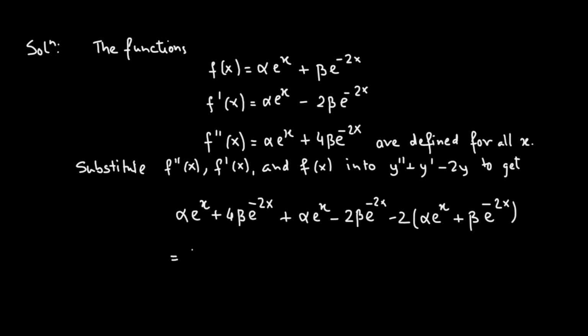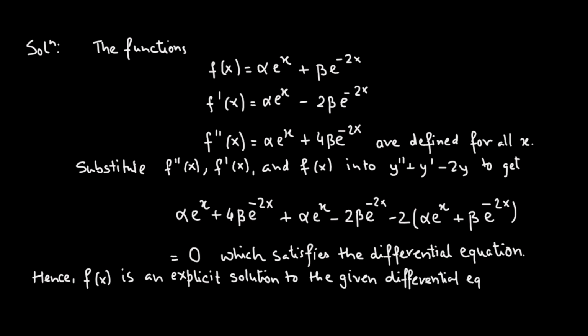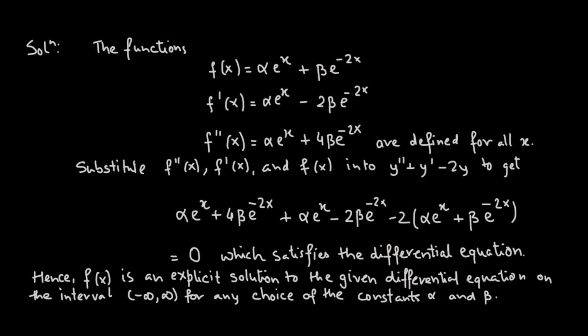On performing the required algebra, we get that this value is equal to 0, which satisfies the differential equation. Hence, f of x is an explicit solution to the given differential equation on the interval negative infinity to infinity for any choice of the constants alpha and beta.